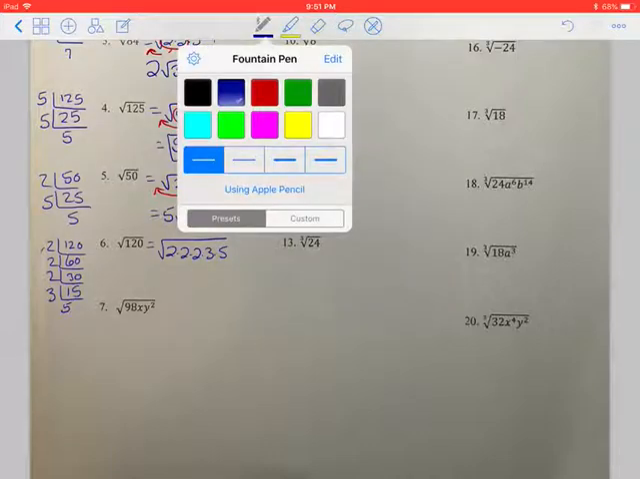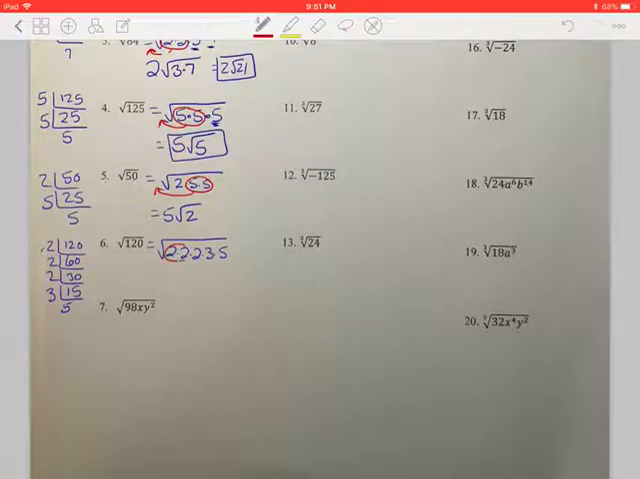So I go through and I try to find my pairs. All I have is a pair of 2's. So the 2 comes out. Now everything else stays in. I want to multiply it back together, so that would be 6 times 5. That would give me 30.